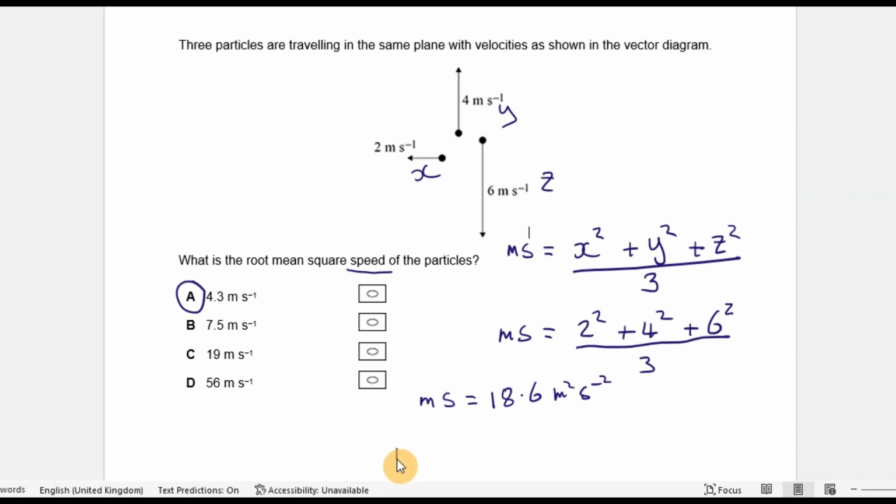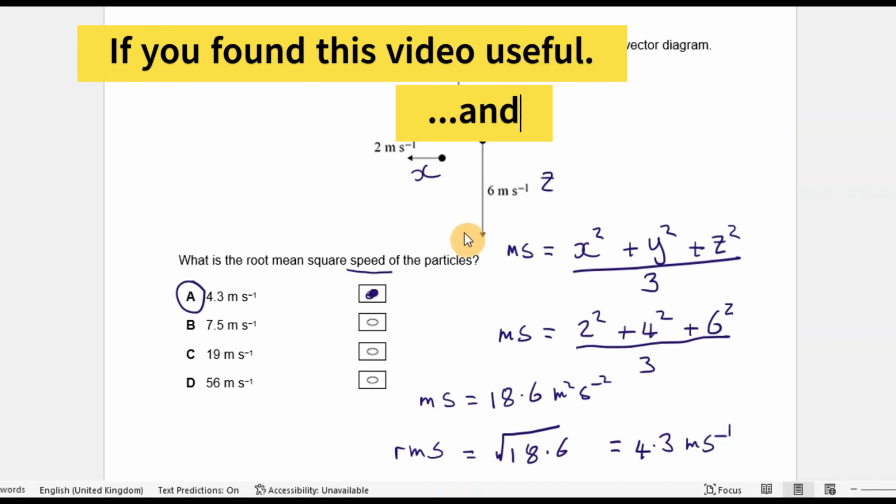The root mean square speed is just the square root of this answer. And if you put that into your calculator, we'll find that it's 4.3 meters per second. Answer B.